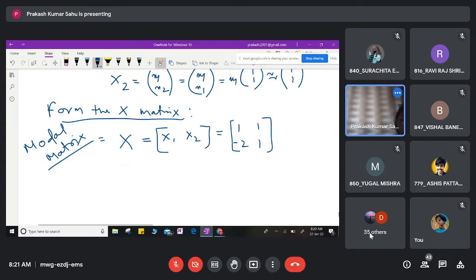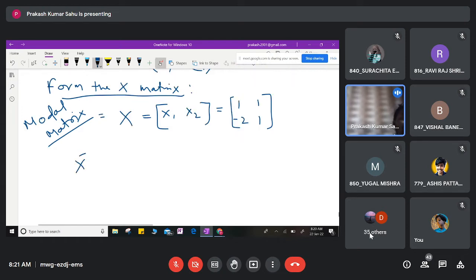So what is the next step? You have to find X inverse. So what will X inverse be? The determinant is 1 plus 2, that is 3. So 1 by 3 times [[1, minus 1], [2, 1]]. Is it correct? Yes, sir. This is the X inverse.